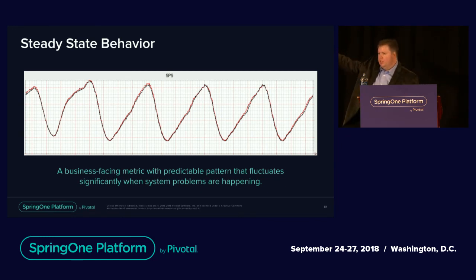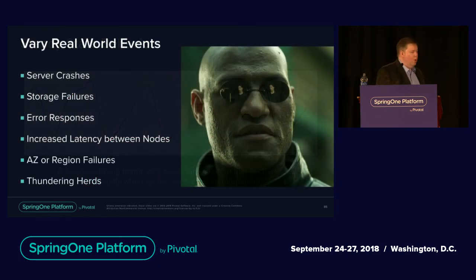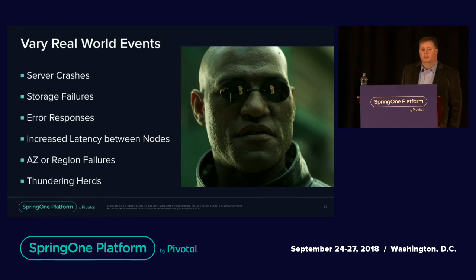Now, once we have this, what's our hypothesis? Well, it looks like this now. It's always going to look like this. Then what do we do? We break stuff. All these things happen in the real world, and this is just a subset of the possible things that can go wrong. So we're going to throw this kind of stuff at our system.